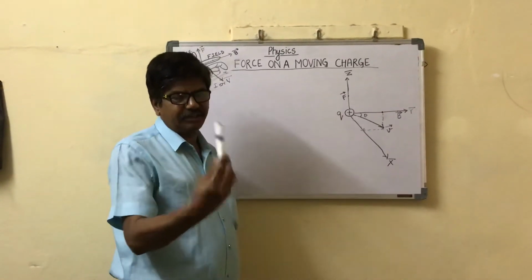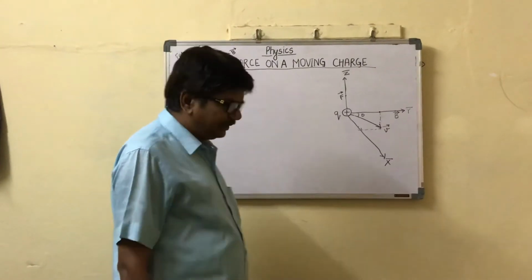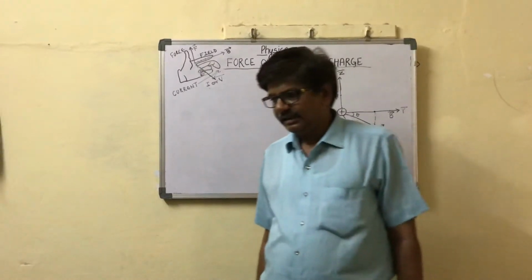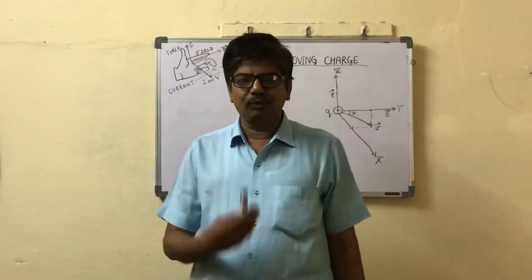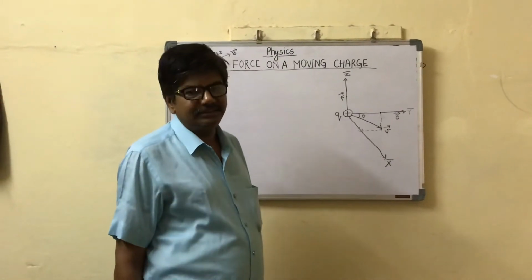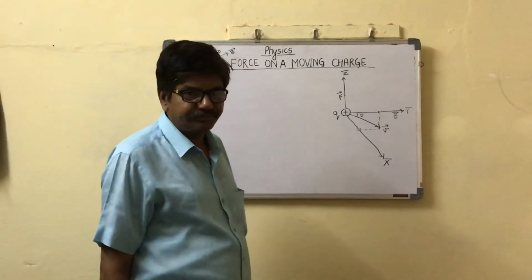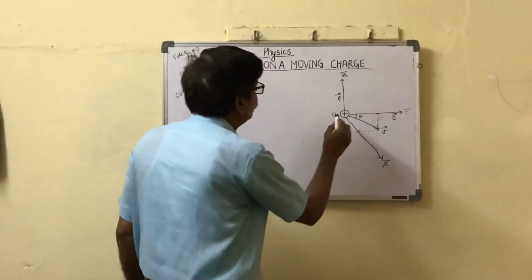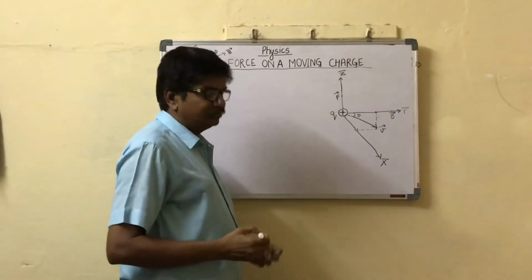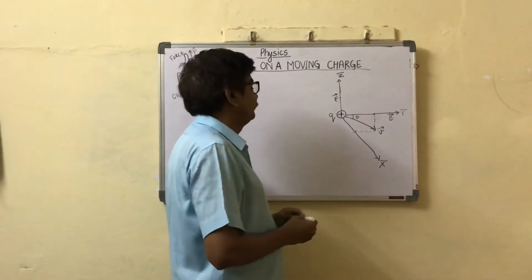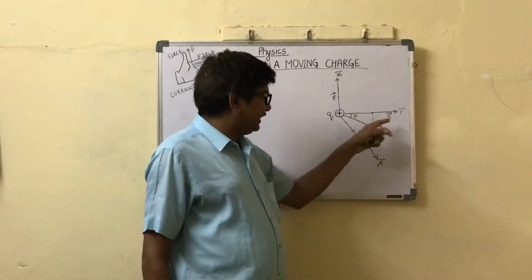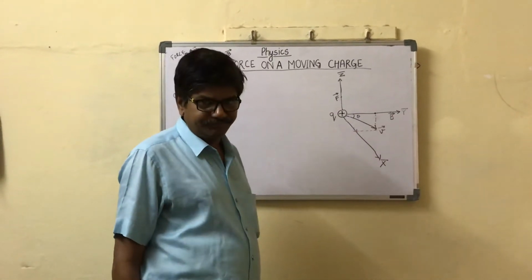An electric charge moving in a magnetic field experiences a force. That force is known as magnetic force. Consider a charge Q moving with velocity V, placed in a uniform magnetic field B.